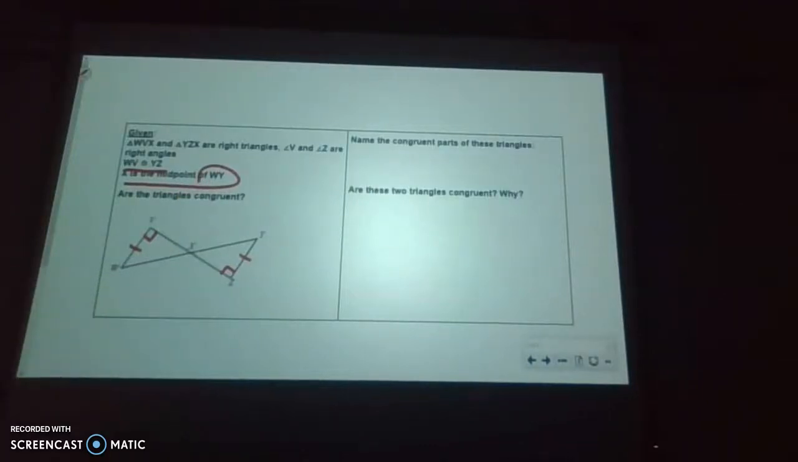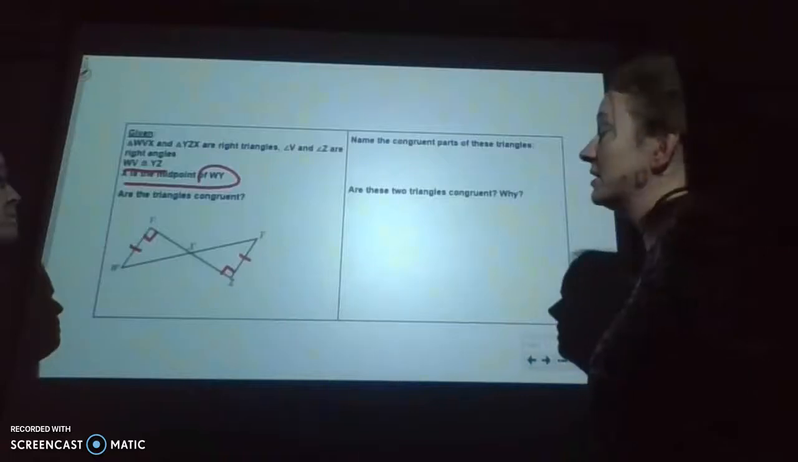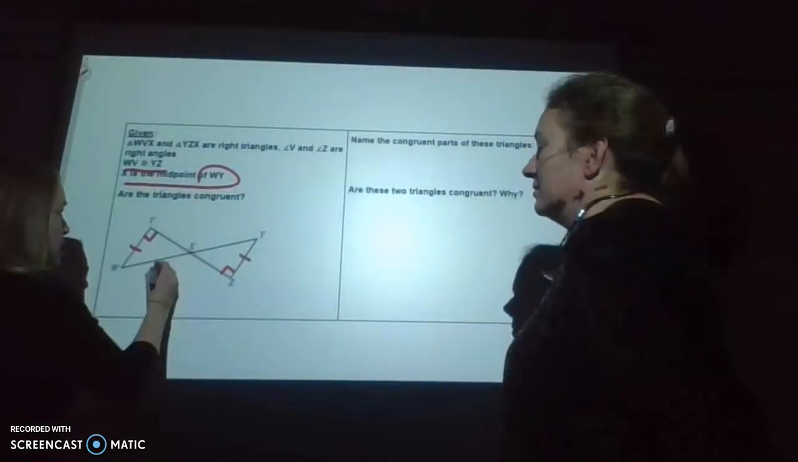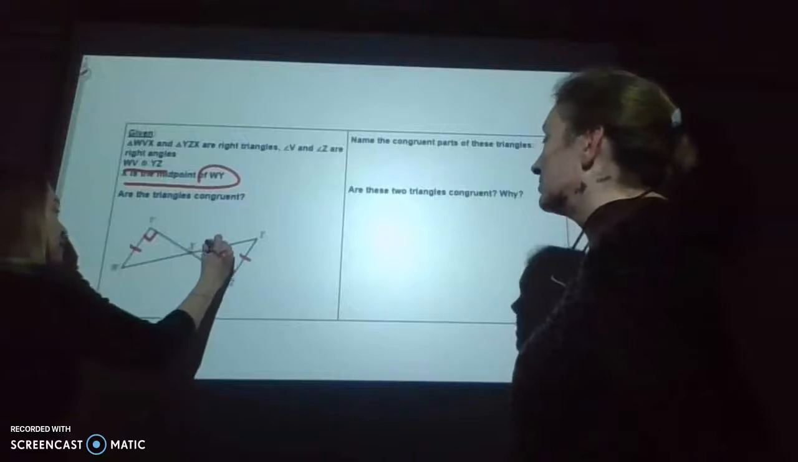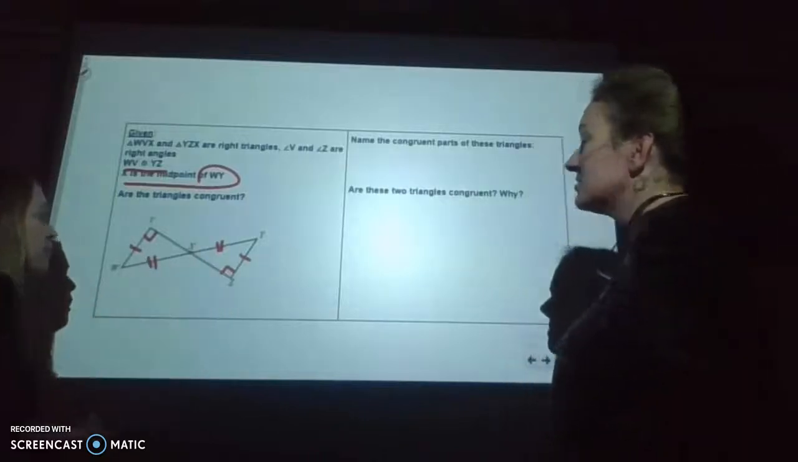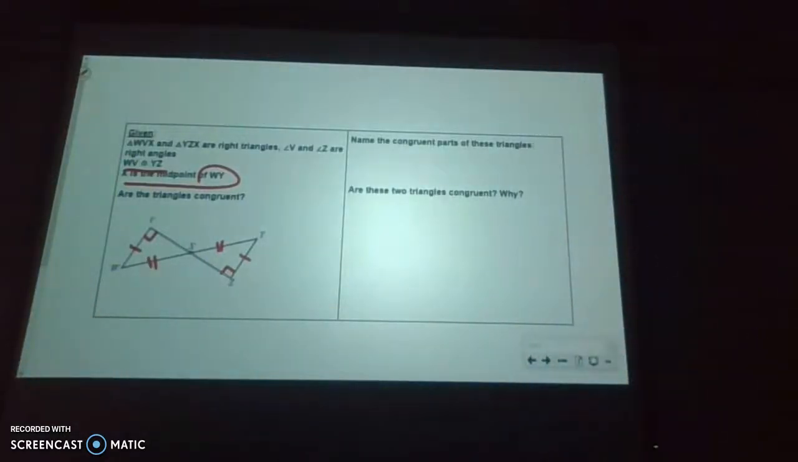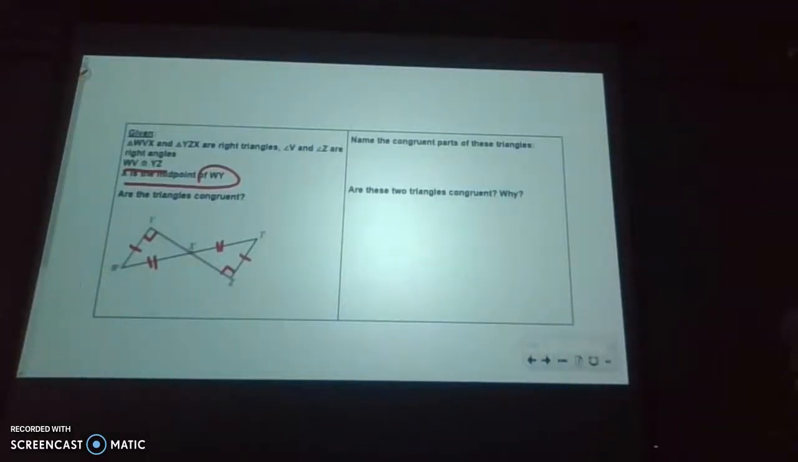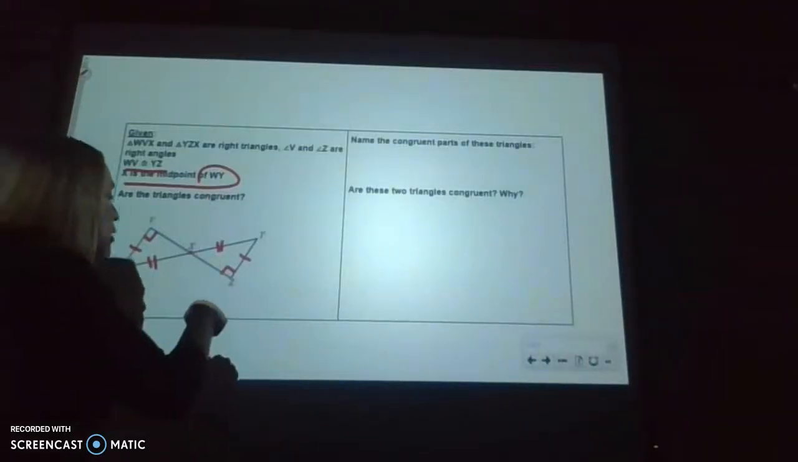Oh gosh, what does that mean? Oh, I remember that from Unit 1. That means it's the middle. X is the middle of the line WY. Each piece is congruent, so I can mark those. Miss Sunshine, why did you mark them with 2 tick marks and not just 1 tick mark? Because I already have a set of one and I don't want to get confused. Okay, gotcha. So now we can name our congruent parts.